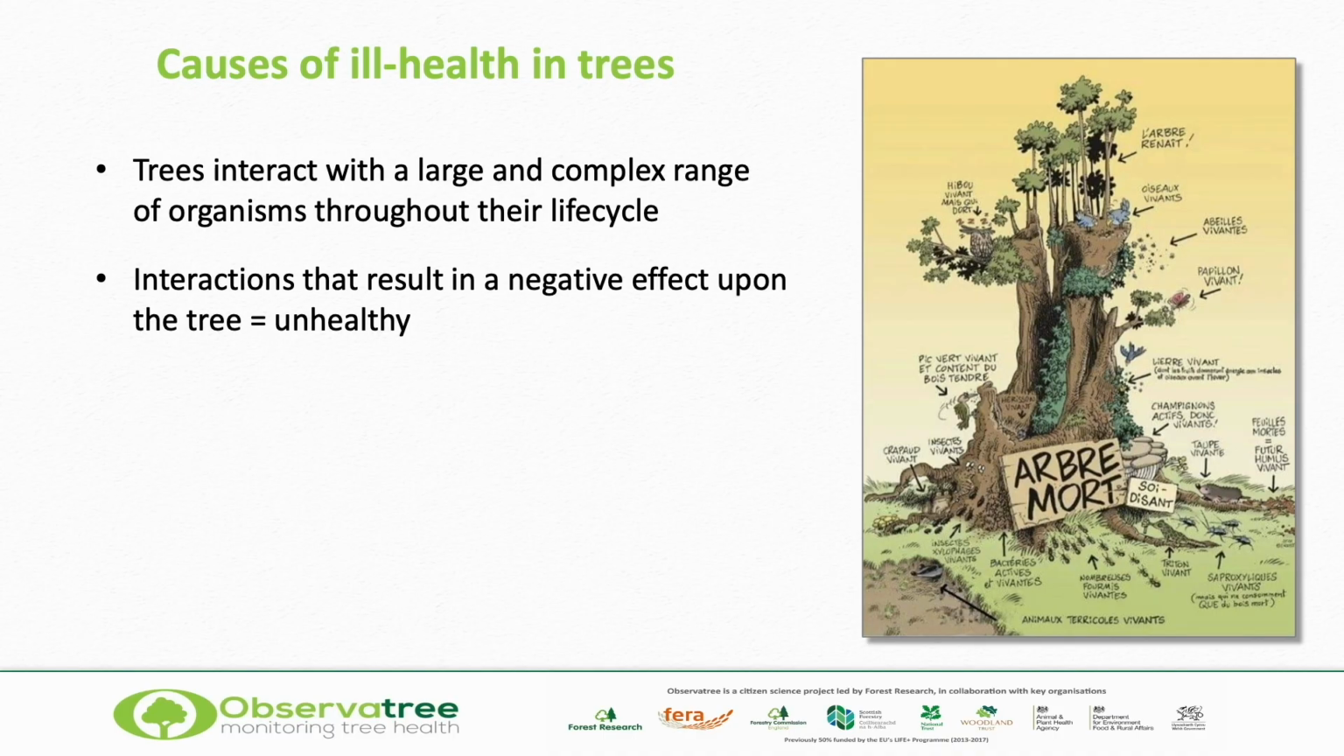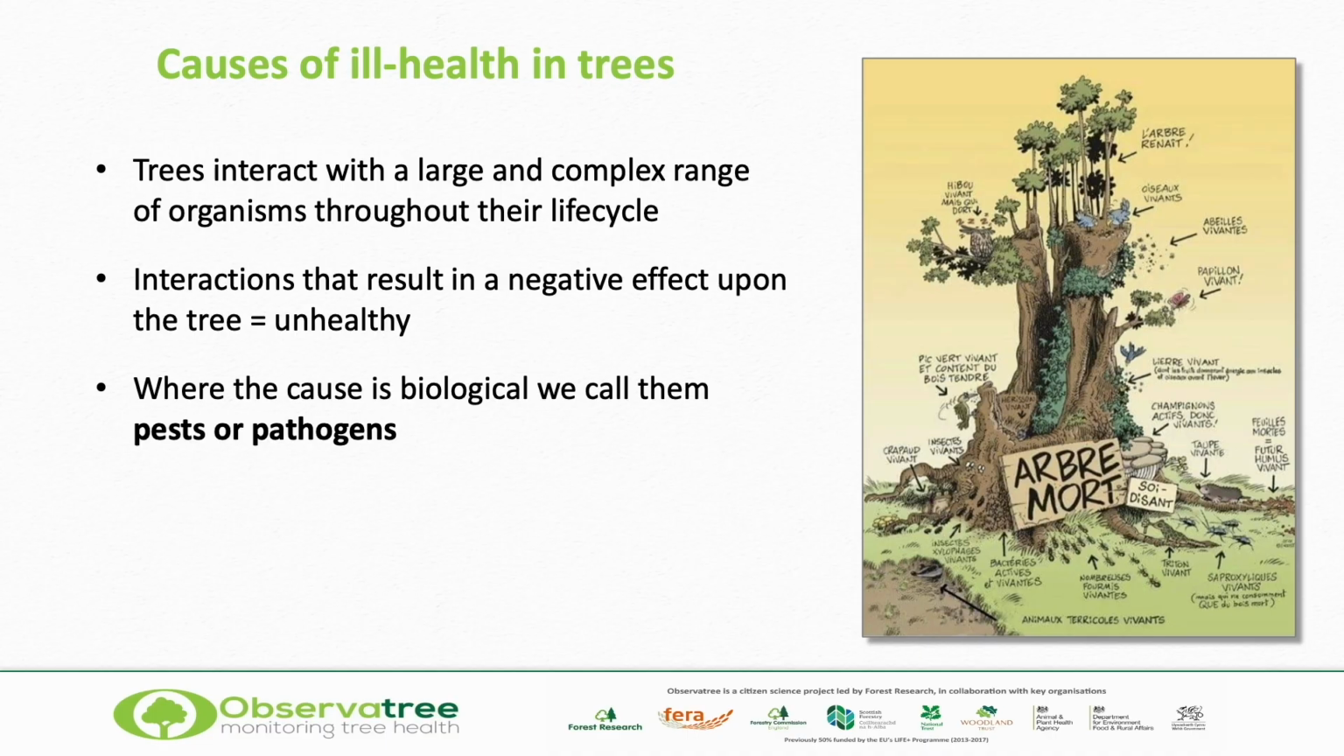Interactions that result in a negative effect upon the tree, we can broadly say, okay, this is unhealthy. And where that cause is biological, we call them pests or pathogens. So that could include insects, it could include nematodes, or it could include fungi, bacteria, viruses. So a big range of potential pests or pathogens. Trees are also affected by the environment they live in, and particularly climate. Anything that's not biological we call abiotic, and in that case, the problems they cause in the trees are called disorders.